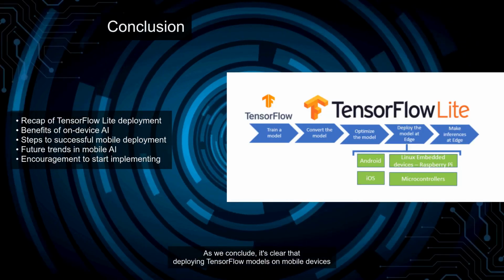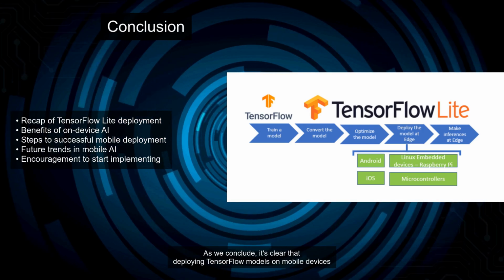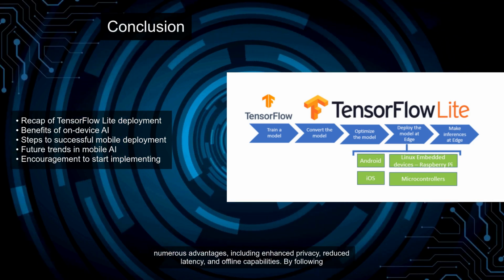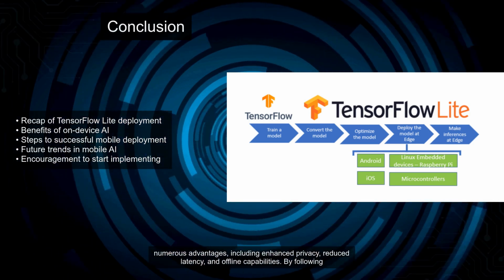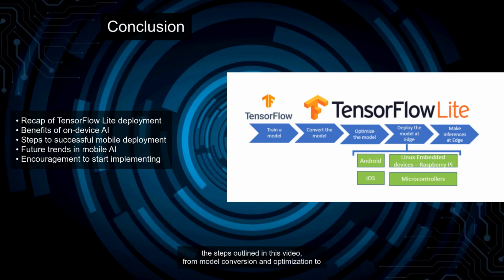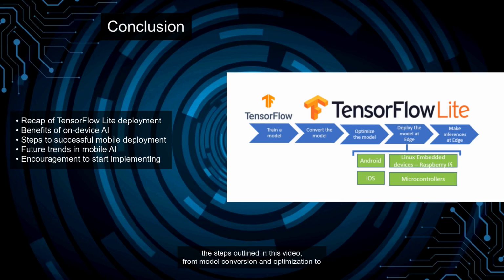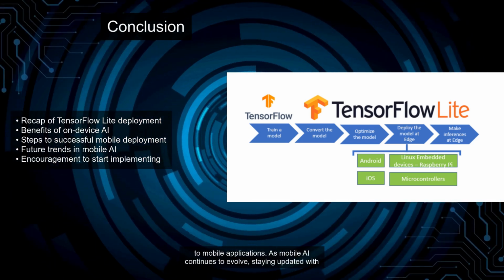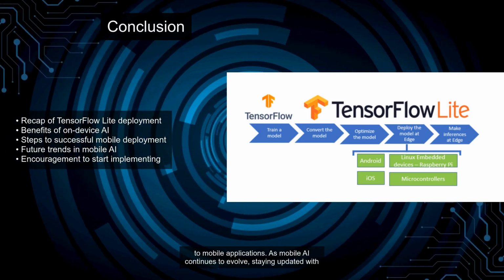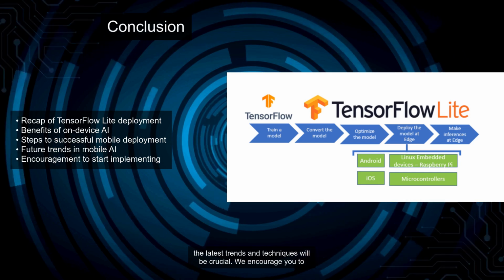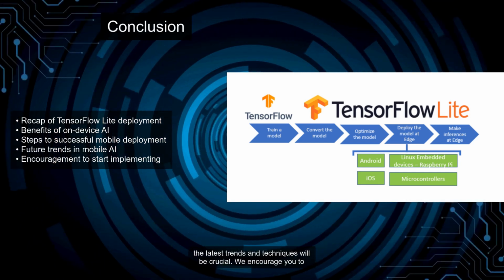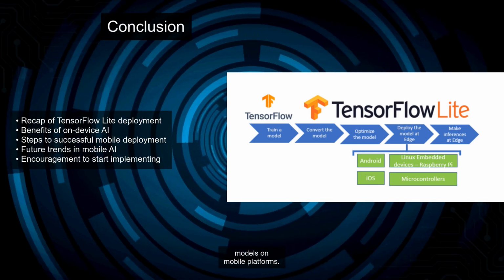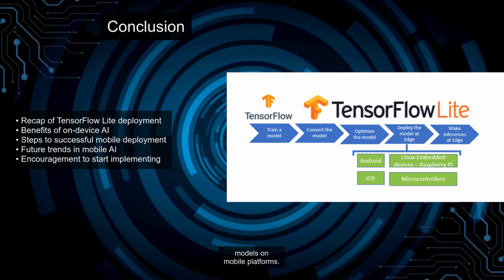As we conclude, it's clear that deploying TensorFlow models on mobile devices using TensorFlow Lite opens new horizons for AI applications. On-device AI offers numerous advantages, including enhanced privacy, reduced latency, and offline capabilities. By following the steps outlined in this video, from model conversion and optimization to implementation on Android and iOS, you can successfully bring powerful AI features to mobile applications. As mobile AI continues to evolve, staying updated with the latest trends and techniques will be crucial. We encourage you to start implementing these strategies and explore the vast potential of deploying AI models on mobile platforms.